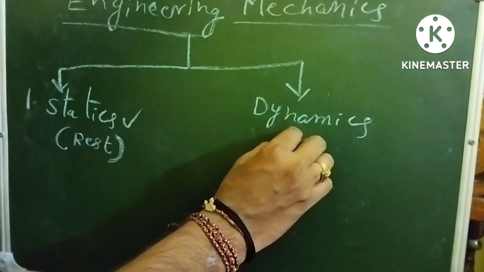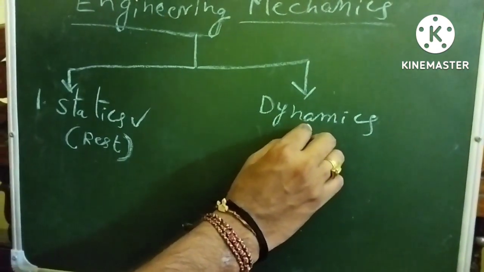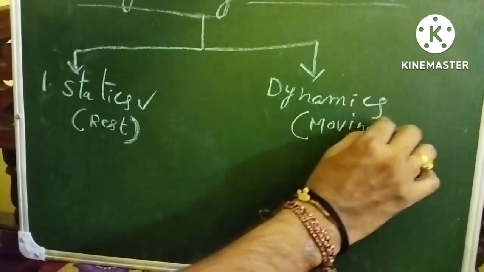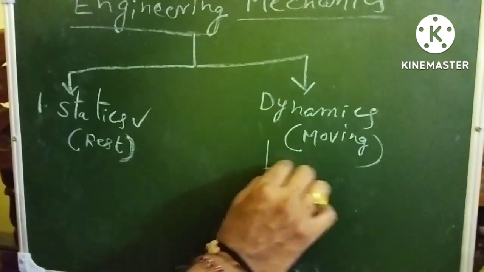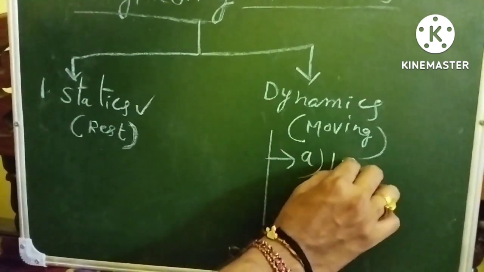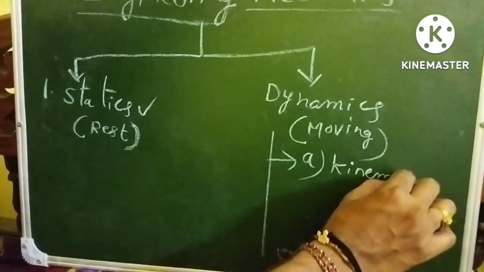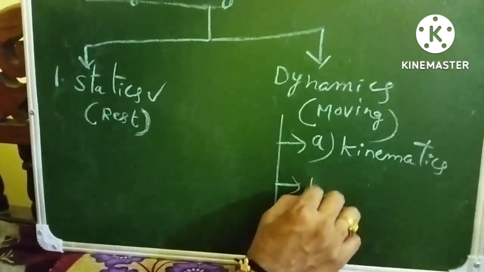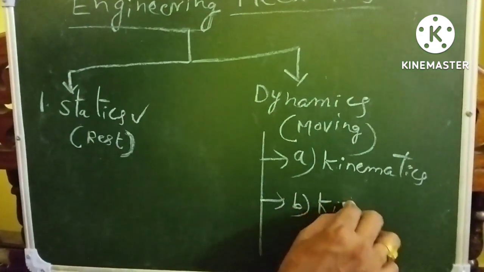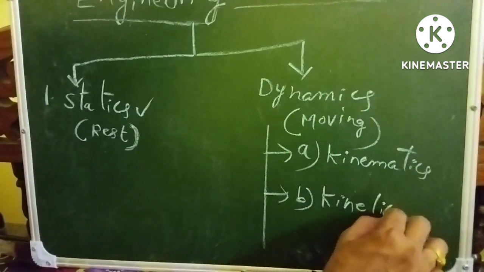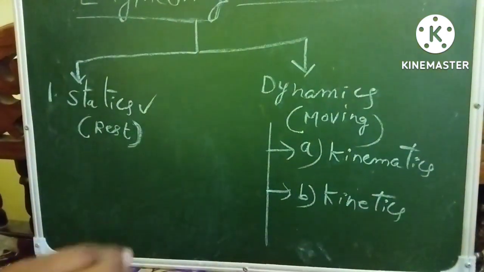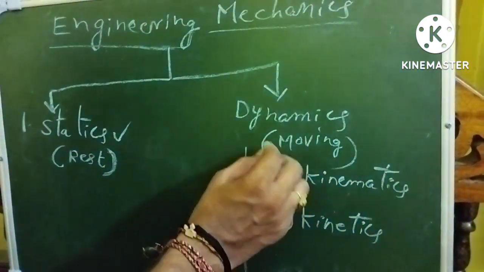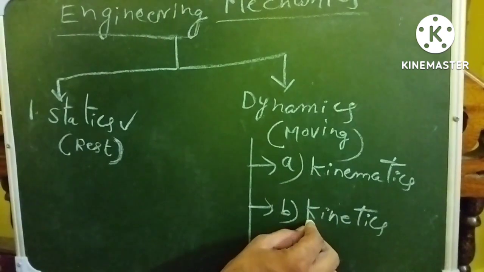Dynamics is a branch of mechanics which deals with the body in moving condition. Dynamics is further divided into two types, kinematics and kinetics. Moving condition means a force is caused to move the body. So here it depends upon the consideration of force. Dynamics is divided into two types, kinematics and kinetics.